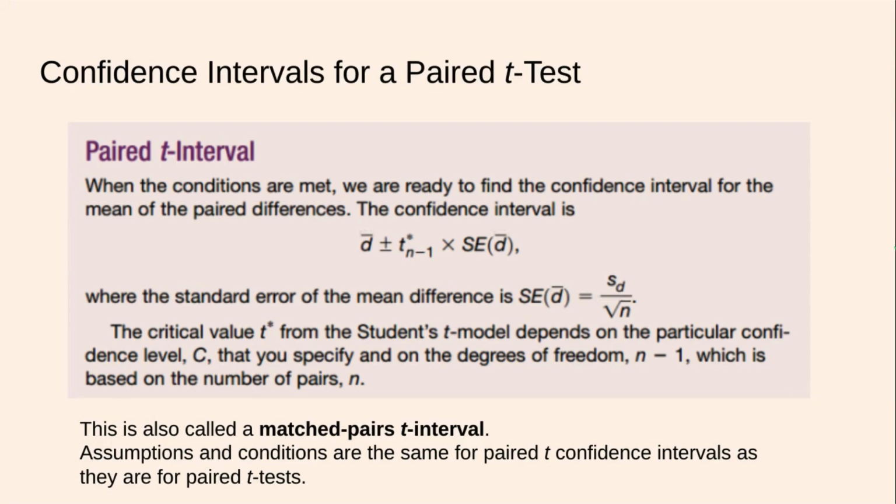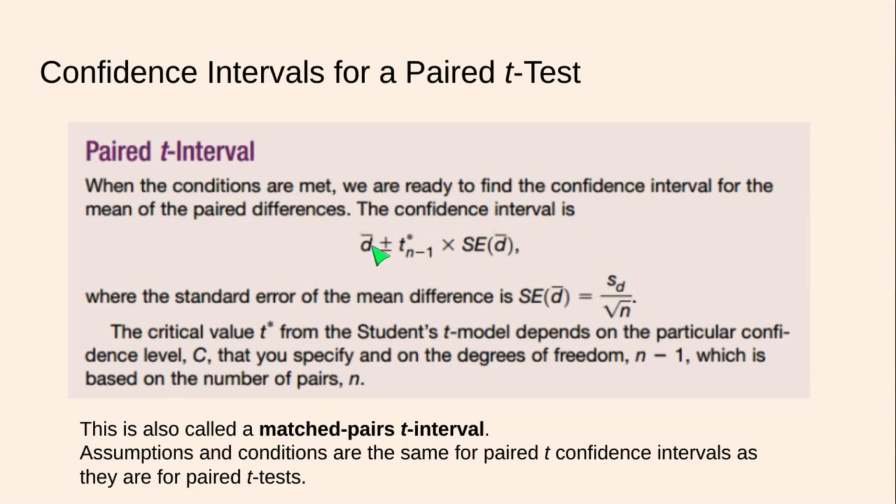So, when all the conditions are met, which are the same conditions and assumptions for a paired t-test, the same as we discussed in the last video, and we'll review that again in this video, we're ready to find a confidence interval for the mean of paired differences. So this confidence interval is going to be for the differences between the pairs of data values.